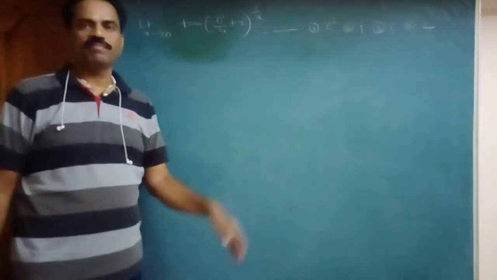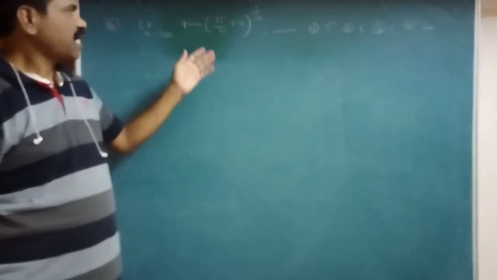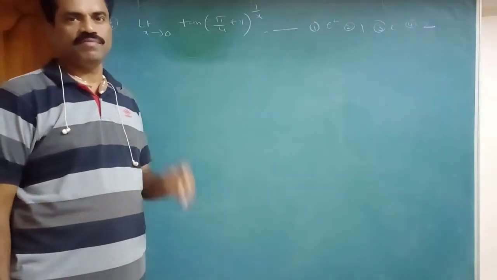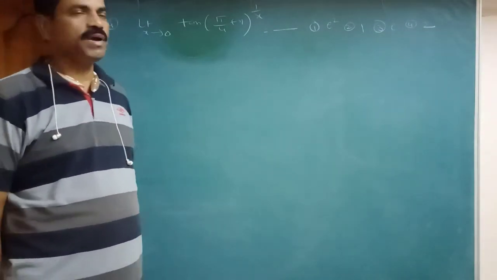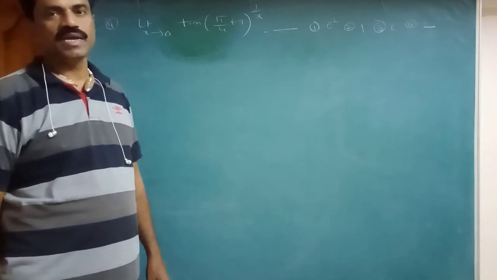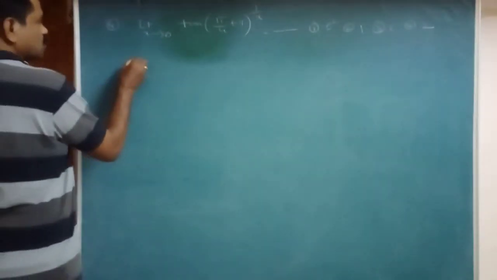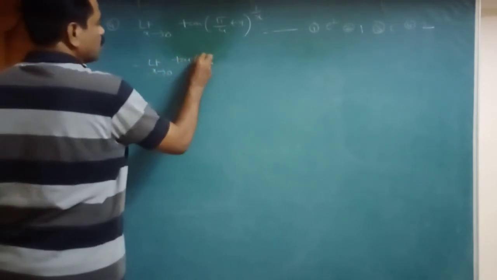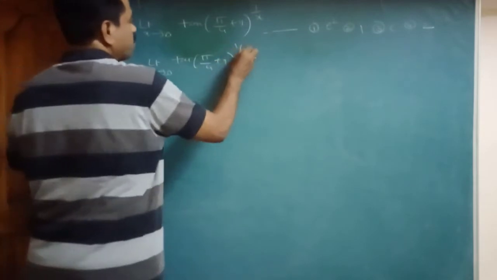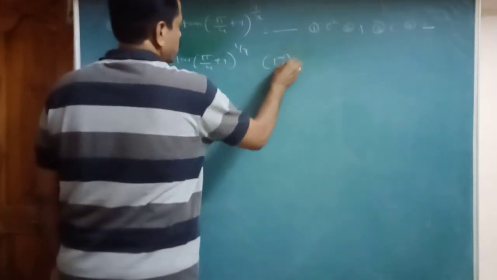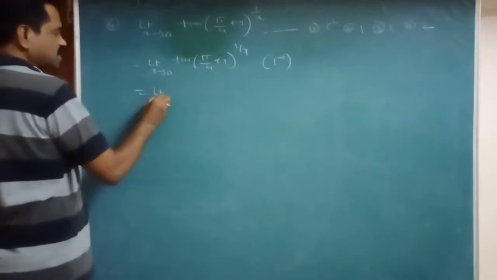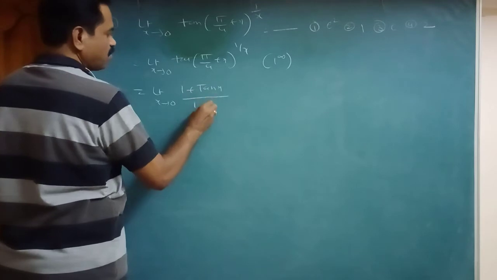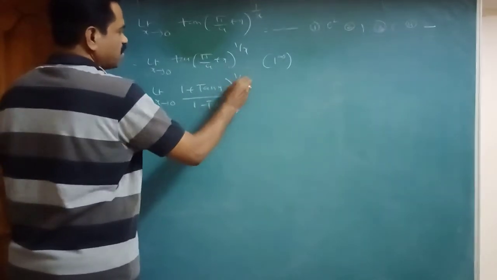First, we know the tan of a plus b expansion. That is (tan pi/4 + tan x)/(1 - tan pi/4 tan x). We know that tan pi/4 is 1, so tan(pi/4 + x) is nothing but (1 + tan x)/(1 - tan x). Therefore, limit x tends to 0, tan(pi/4 + x) whole power 1/x. Which form is here? 1 power infinity form. Now the tan of a plus b expansion, write down here: ((1 + tan x)/(1 - tan x)) whole power 1/x.